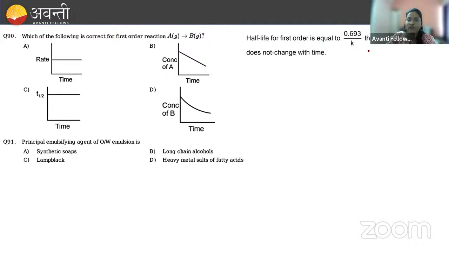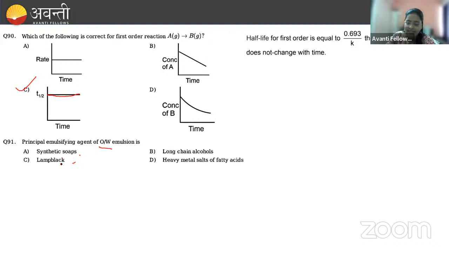So the half-life for a first order reaction is 0.693 divided by K. Therefore, it does not change with time. So the answer for question 90 is C, because the half-life period does not change with time, it remains constant. So our answer will be C.